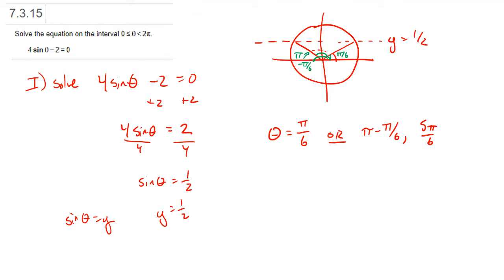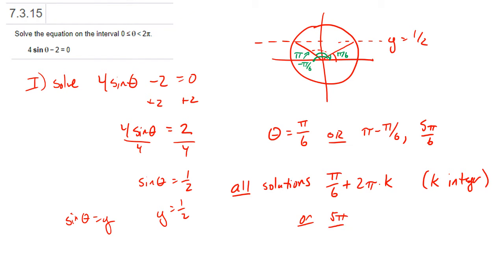Now this gives us all thetas in the standard circle, but let's try to find all possible thetas. The sine function has a period of 2 pi, which means all possible solutions are given by pi over 6 plus 2 pi times any integer k, or 5 pi over 6 plus 2 pi times any integer k.